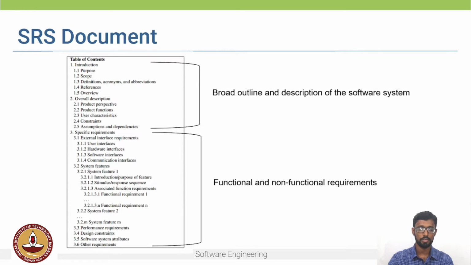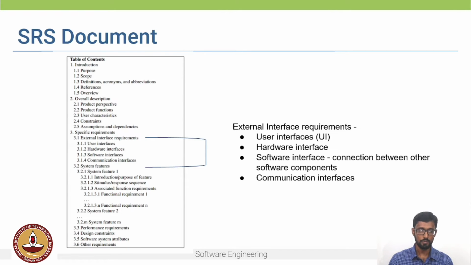Now, let us look at section 3.1. Section 3.1 refers to the external interface requirements. And here we specify things like what are the user interfaces. For example, what are the sample screen images, GUI standards, screen layout, etc. Then we have hardware interfaces. That is the interface between the hardware and the software, such as the description of supported device types, the nature of data and control interactions between the software and the hardware.